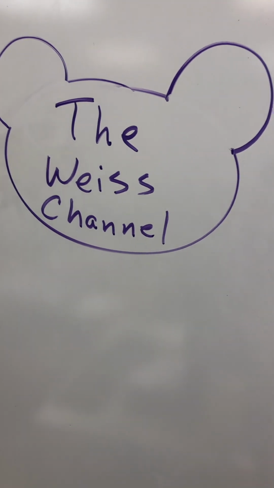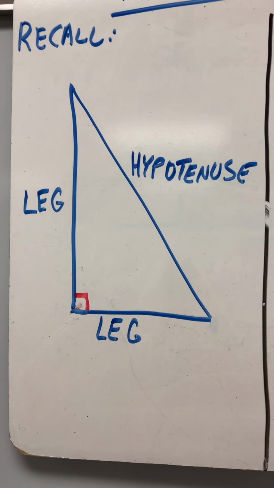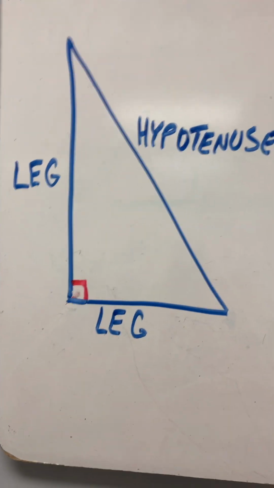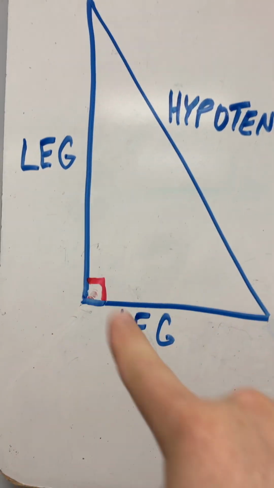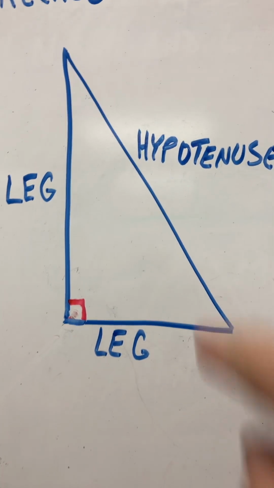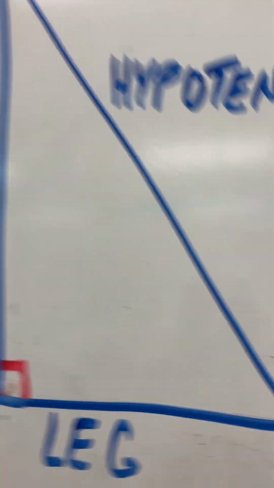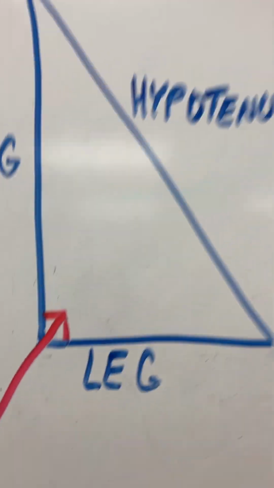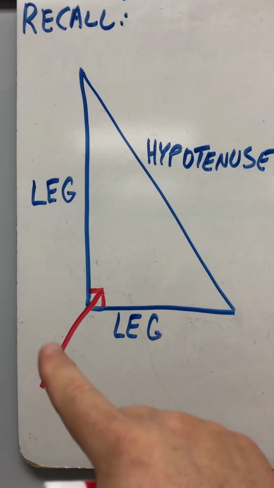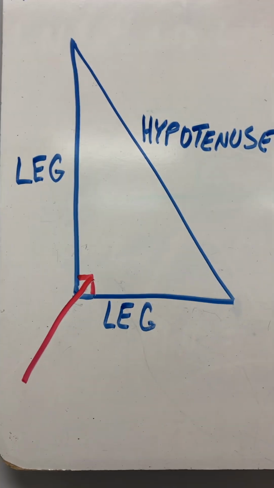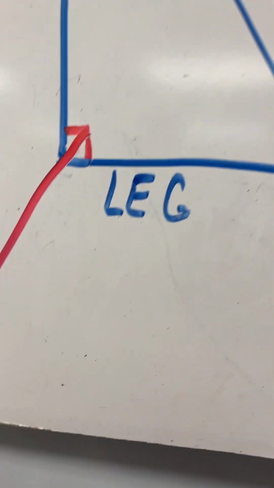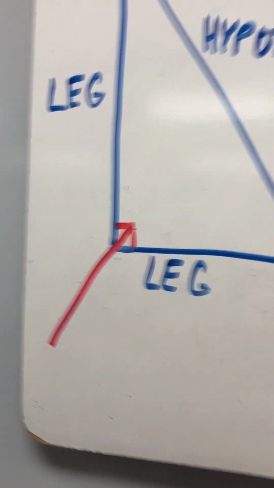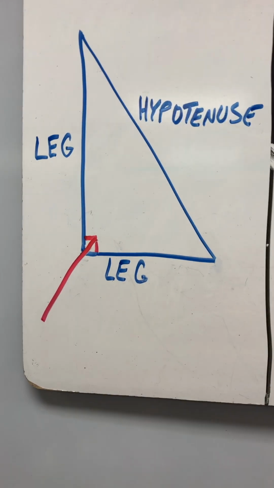Today, we're doing right triangle congruence. Okay, let's recall that in a right triangle, this is a leg, and this is the hypotenuse. In fact, please note that this right angle points to the hypotenuse. In every right triangle, the right angle will point to the hypotenuse.